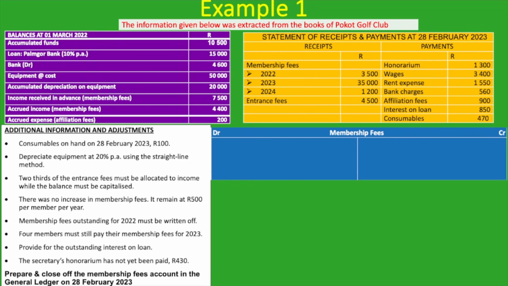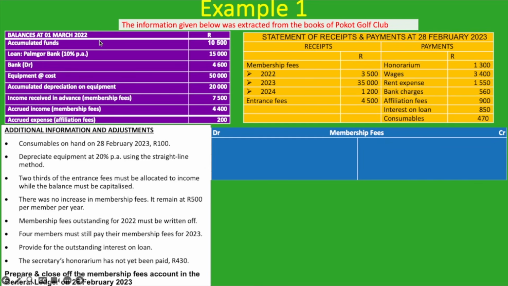So my question is, how much did I receive last financial period, which ended on the 28th of February 2022? That is for this particular period. Well, if I see a line item called income received in advance, and that is my opening balance item, then I will know that money is for the membership fees for this financial year. So let's look at the information that we're given. We already know where our opening balances are because we're told here balances at the 1st of March 2022.